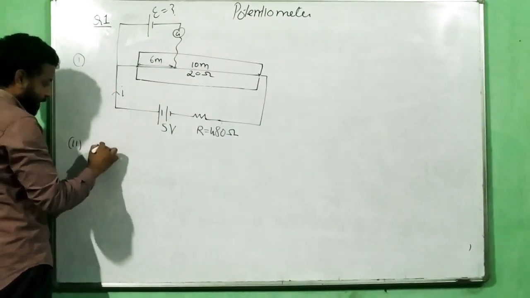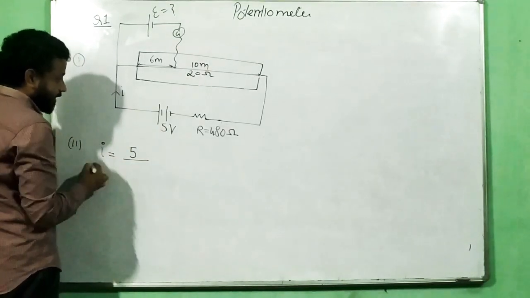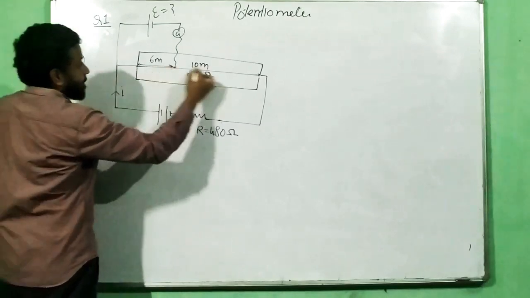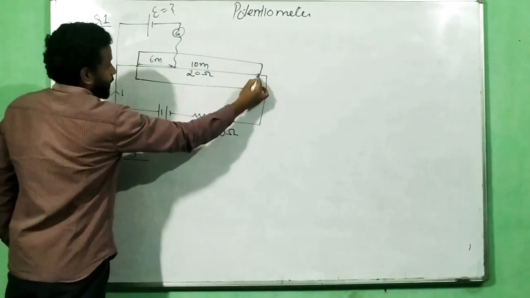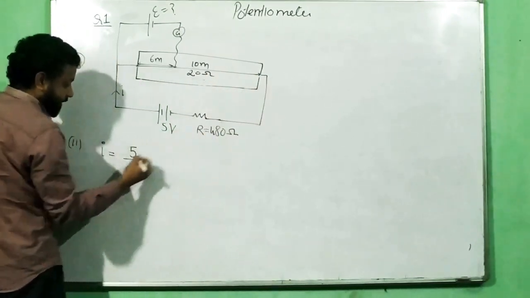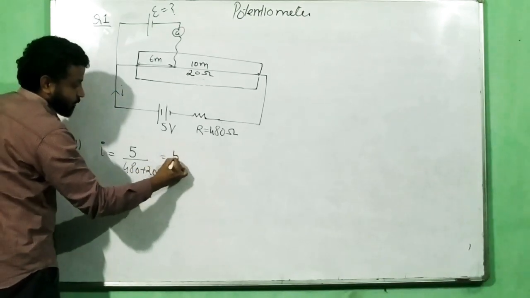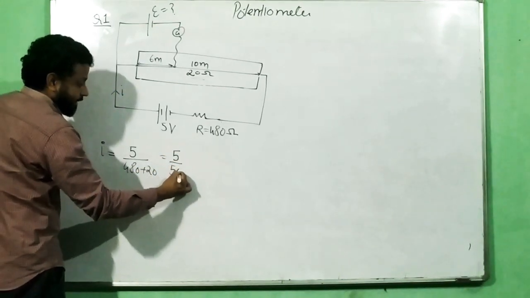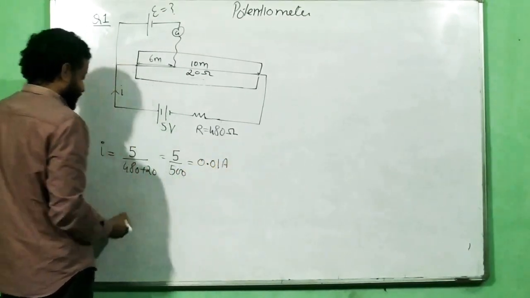So we will first find the current in the circuit. This is the first important part. Current in the circuit is the driver EMF, 5 volt, divided by the total resistance. In the balanced condition, the circuit has 20 ohm over here, and then you have 480 ohm over here. So you have 480 plus 20, that is equal to 5 divided by 500, that is equal to 0.01 ampere.